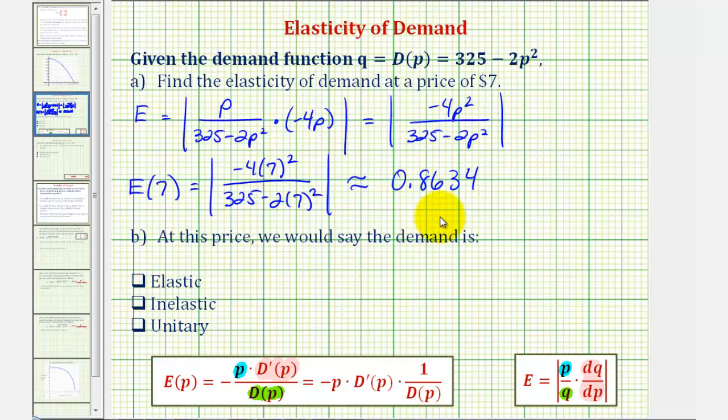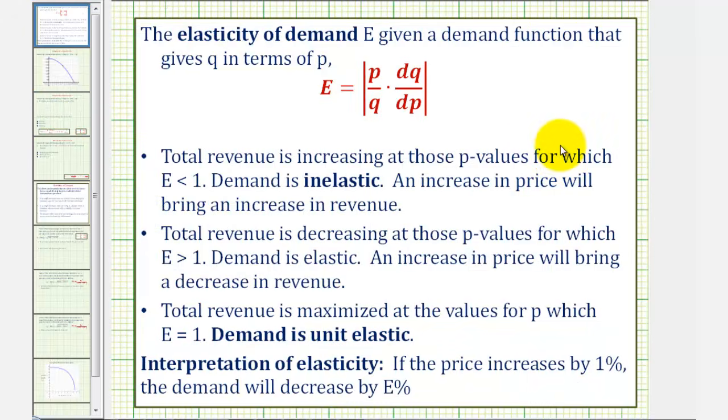Now let's review what this tells us. The elasticity will be either less than 1, greater than 1, or equal to 1. And our value is less than 1, so we say total revenue is increasing at those p-values for which E is less than 1 and demand is inelastic. An increase in price will bring an increase in revenue.